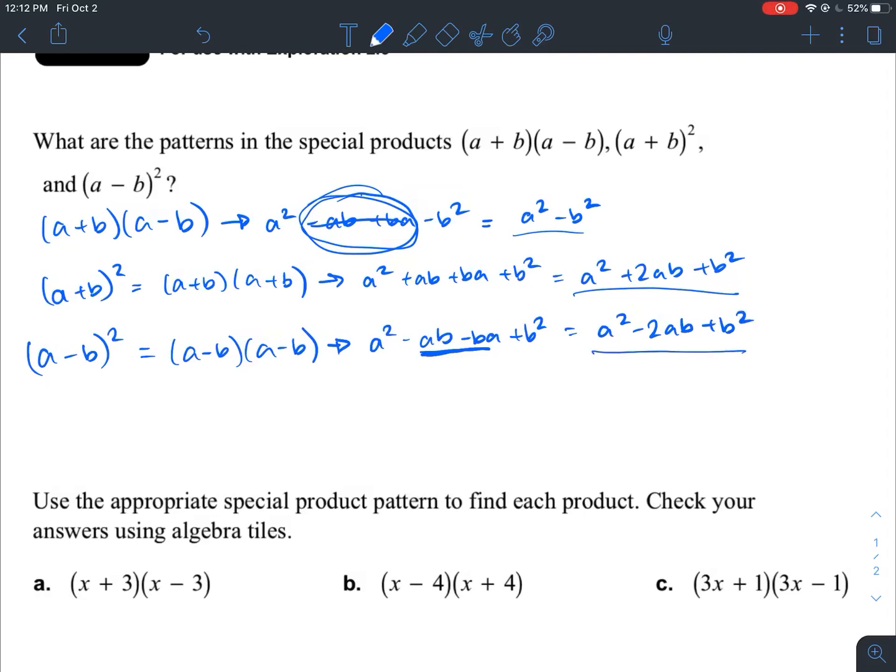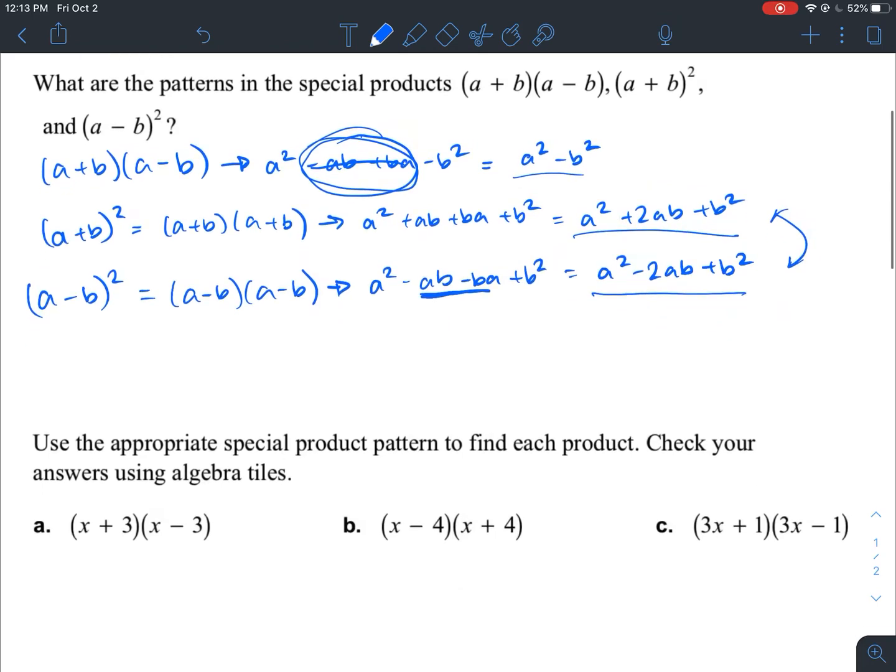Alright? So you see here, these two are identical, except for this operation that's happening here. Okay? So these are special products. Okay?